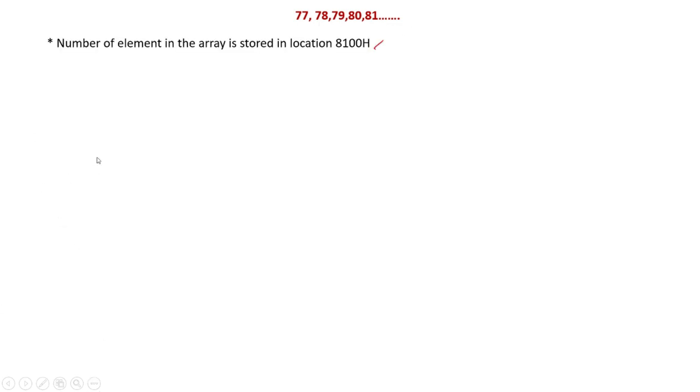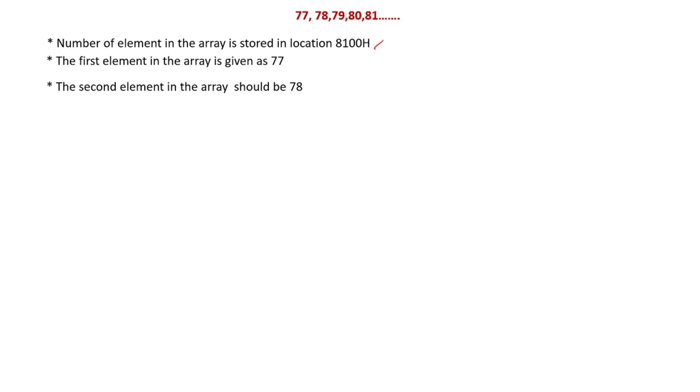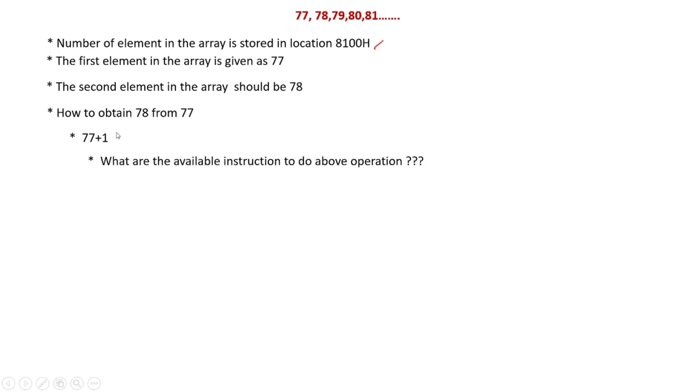Important points to be noted here: the number of elements in the array is stored in location 8100H. The first element in the array is given as 77. The second element in the array should be 78. How to obtain 78 from 77? Obviously we can add 1 to 77 to obtain 78, that is 77 plus 1 gives 78. So in the microprocessor, how to obtain this? What are the available instructions to do the above operations?